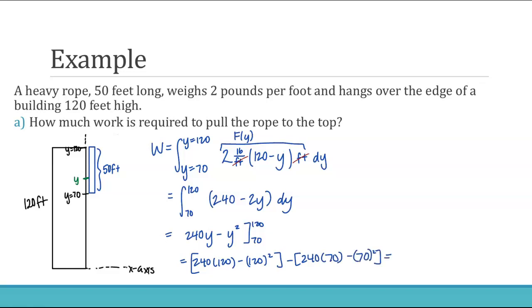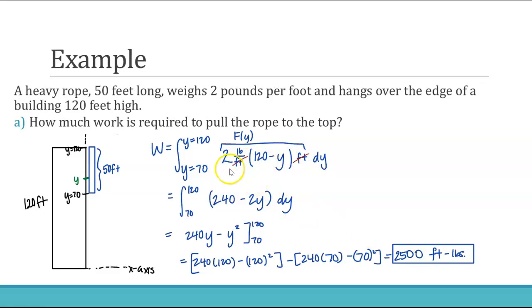That's going to give us a really nice number. It's exactly 2,500. And the units there would be foot-pounds. So our unit of force was in pounds and our distance was in feet, so we have units of foot-pounds.